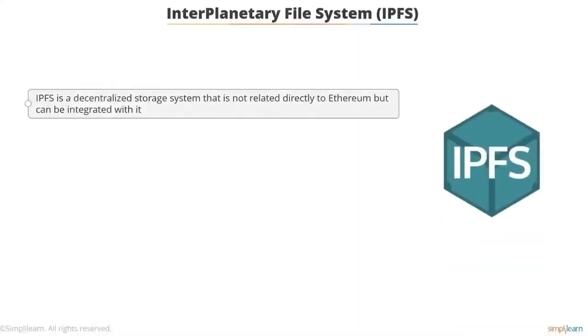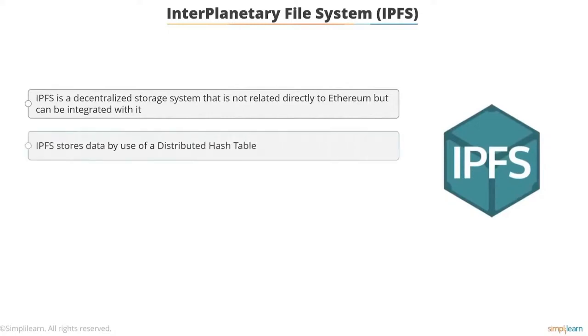IPFS. IPFS is a decentralized storage system that is not related directly to Ethereum but can be integrated with it. IPFS stores data by use of a distributed hash table or DHT. Once we know the hash, we request the peer network who has a copy of the content located at the corresponding hash, and then we download the content from the node who has the desired data which we need.